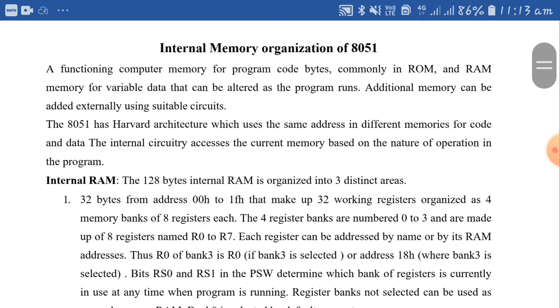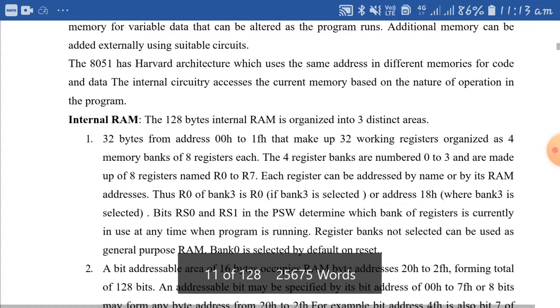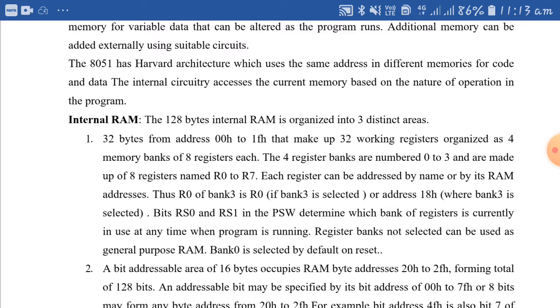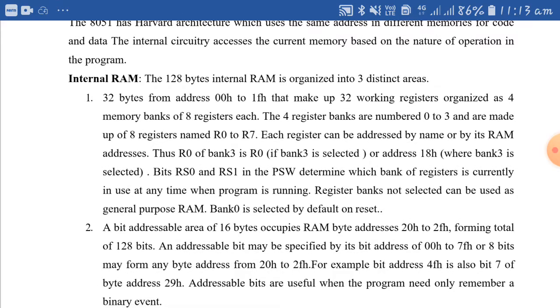Next we will see the internal memory organization of the 8051. Previously you have studied some register banks. Those register banks are present in the internal RAM locations of the 8051. Here they have explained that the 128 bytes of internal RAM is organized into 3 distinct areas. The first area is the register bank area. In this area you have a total of 4 register banks, totaling 32 bytes from address 00H to 1FH, making up 32 working registers organized as 4 banks of 8 registers each.